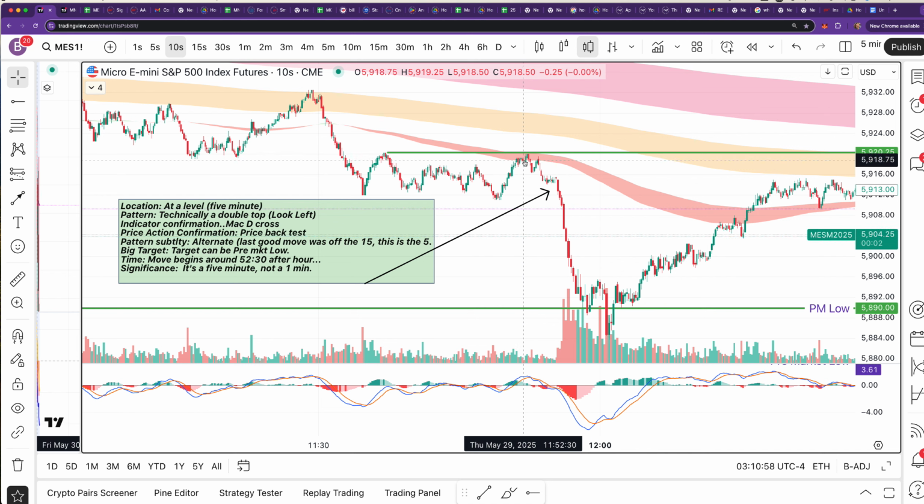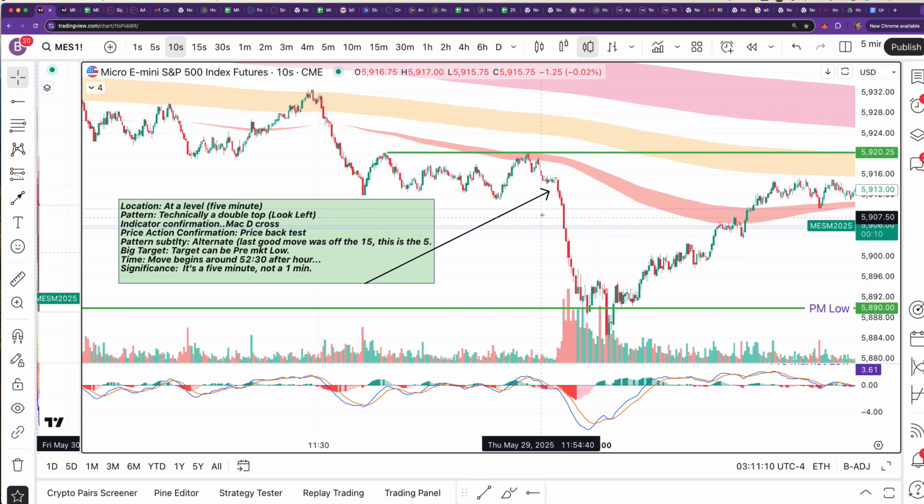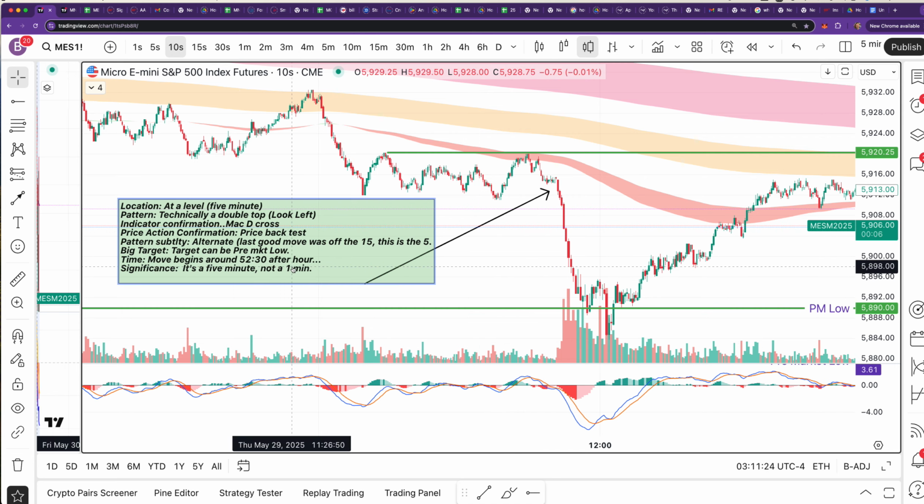So that's another confirming factor that, okay, it's the right time on the clock, 52 and a half after the hour. A lot of patterns start setting up right about then. So that's a really good one. And then again, significance, it's a 5 minute level, not a 1 minute. I was trading 1 minutes a lot, and they don't really go as far. I mean, they work, but they don't really have the oomph. So it's a 5 minute, not a 1 minute.